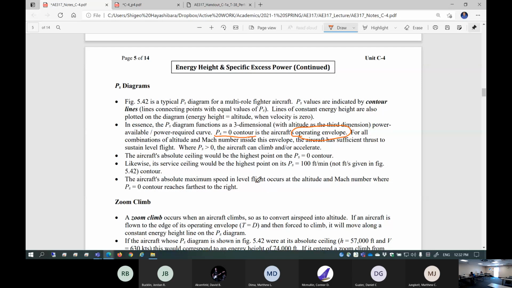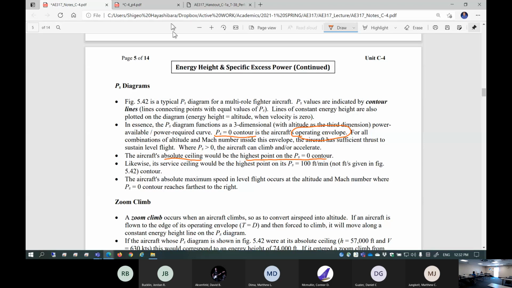Okay. So if the PS is more than 0, that means the aircraft can still climb or accelerate. You still have excess power. But PS equal to 0 means your airplane is flying level, all you can do is level flight. Okay. No acceleration, no climb anymore. And you can determine absolute ceiling, which is the aircraft's absolute ceiling, the highest point on the PS equal to 0 contour.